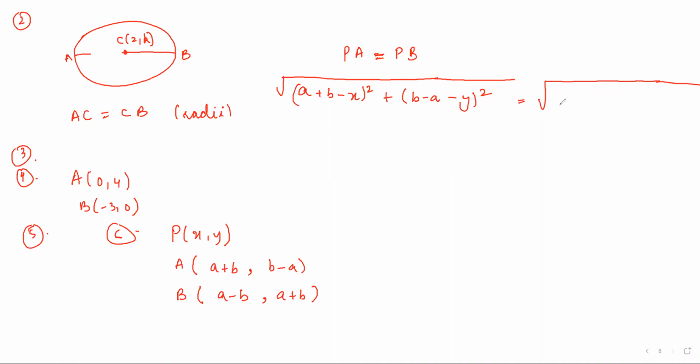Right. Now PB, again x2 minus x1, right? So this time (a minus b minus x) whole square plus (a plus b minus y) whole square. Got it? Yeah, ma'am. Okay. So we can do one thing. We know this formula, (a plus b) whole square and (a minus b) whole square, right? Now here you have 3 terms. So what you can do is consider this much your first term and this much your second term. Clear?